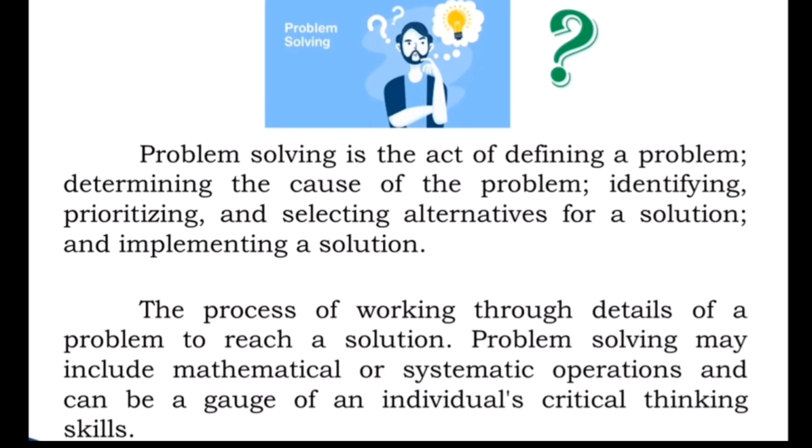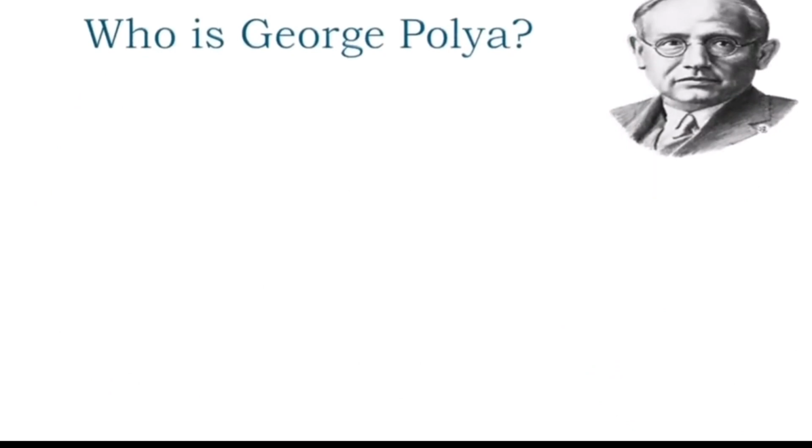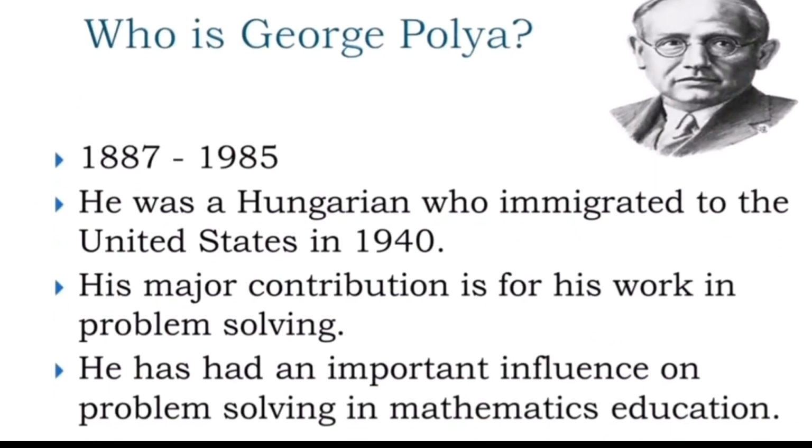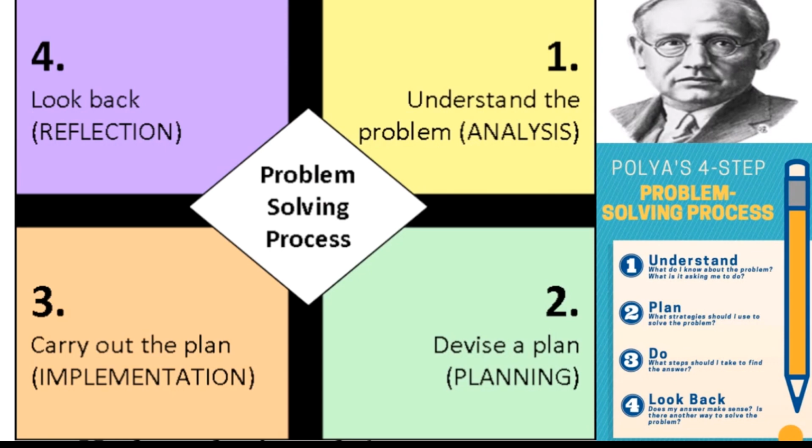In line with this problem solving concept, let us have the best mathematician who was able to conceptualize problem solving, and it is in the name of George Polya. George Polya lived from 1887 to 1985. He was a Hungarian mathematician who immigrated to the United States. His greatest contribution in mathematics education is problem solving, as he designed the four-step process. And what are those four steps? Let us enumerate and explain them one by one.